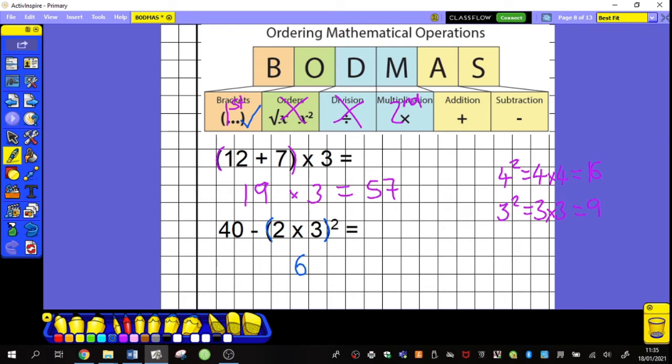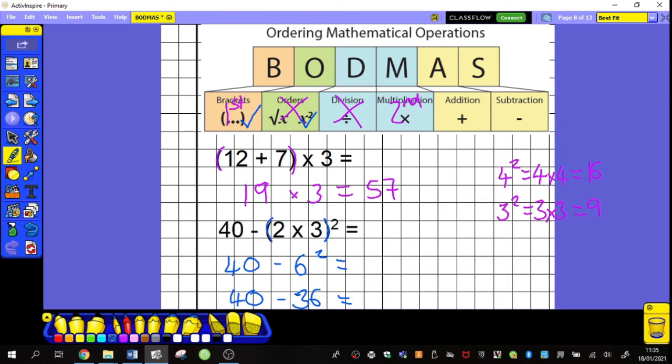And to show my workings, I'm going to copy the rest out so that I've just shown one step at a time. Next step, I've got 40 now, take away 6 squared. So the next thing is, do I have any orders? Yes, I need to do my order next. I have 6 squared. 6 squared is 36. So now I can copy the rest out to show my next step. And you can see how that 40 is just being dropped down to the next line each time.